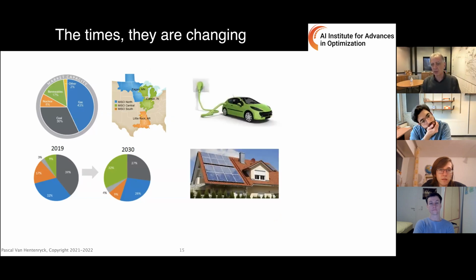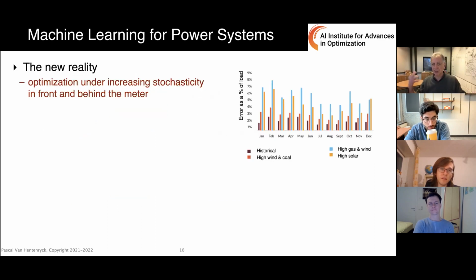And when you start doing that, you have also to integrate the fact that the load is also much less predictable because of electric cars and also solar roof panels on top of the houses. And so when you do that, you increase the stochasticity of the problem. There is a lot more volatility. And the prediction errors that you see there are also much more substantial. They have grown by an order of magnitude in the last 10 years at MISO, for instance.